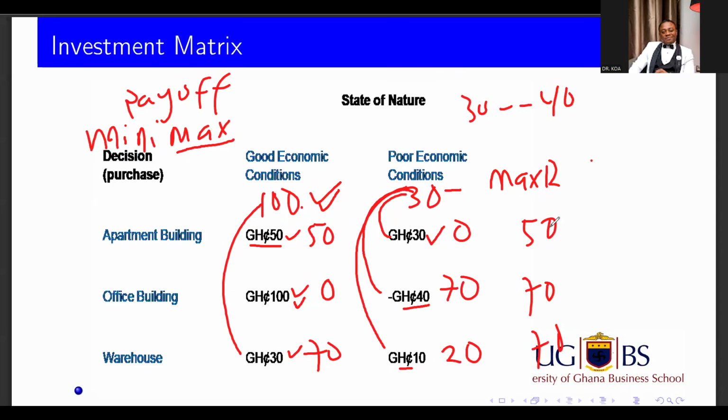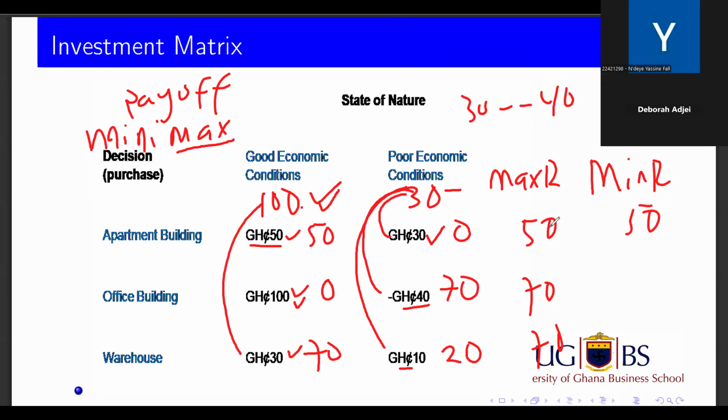Then the last part is the minimum regret. In fact, that's what we call minimax regret. In other words, it is the minimum of those maximum regrets you have selected. And what would that be? That would be 50. Therefore, based on the minimax regret approach, which decision are we going to select? Based on the minimax regret approach, which decision are you going to take, Deborah?